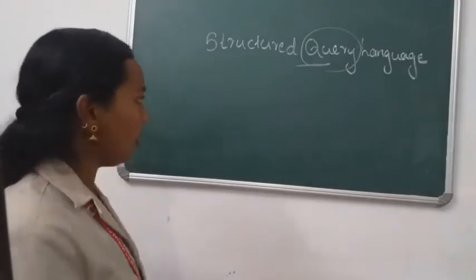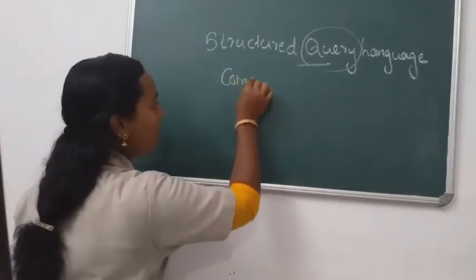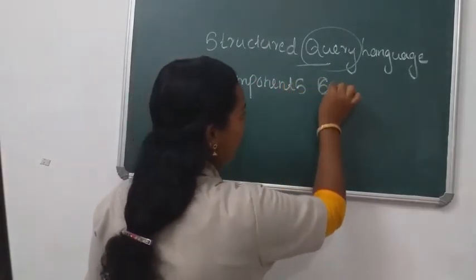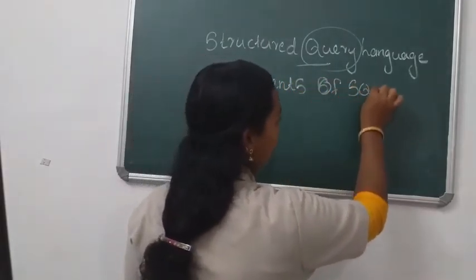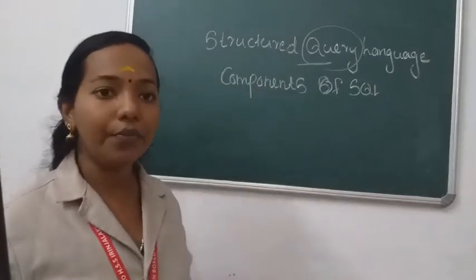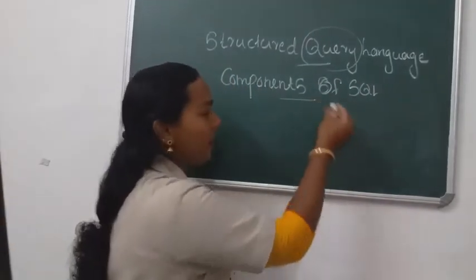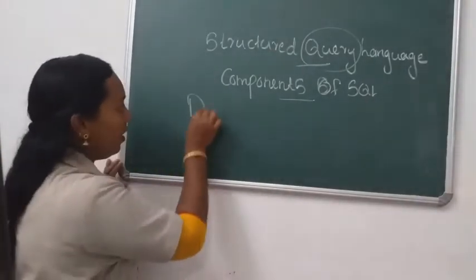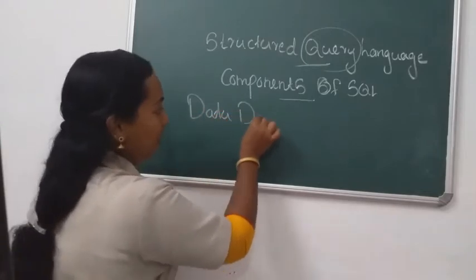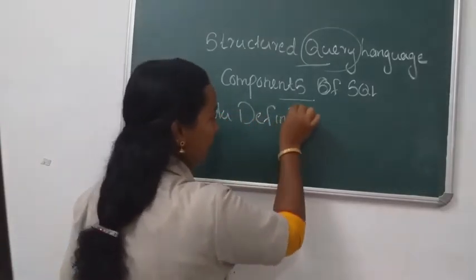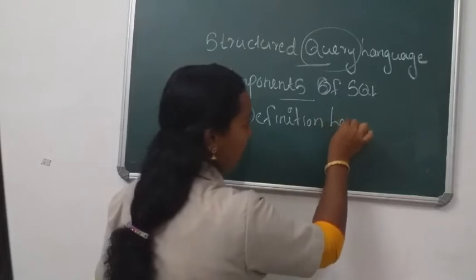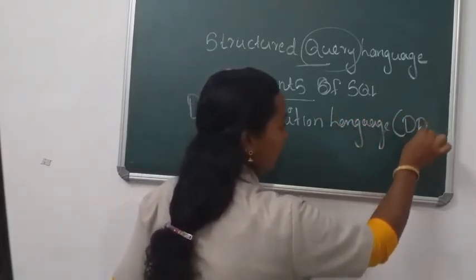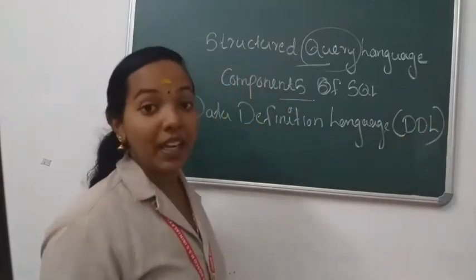Then one more section we want to discuss, that is components of SQL. Very important, components of SQL. What are the different components of SQL? There are three different components present in SQL. First one is data definition language. Short form is DDL. What is the short form? DDL.